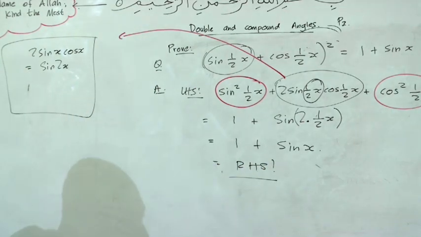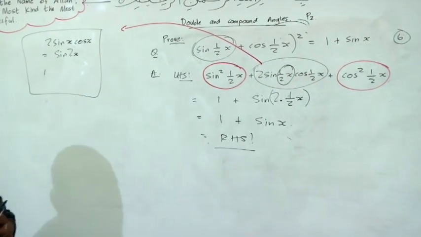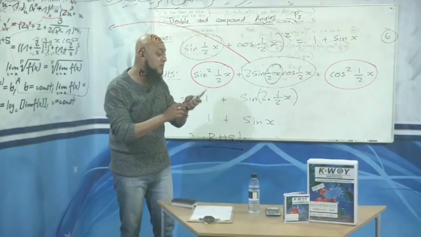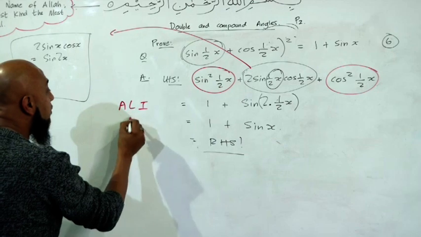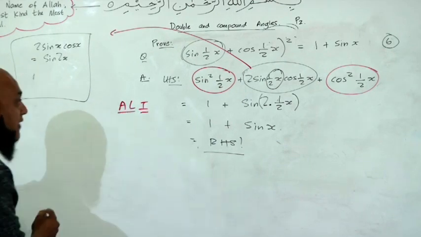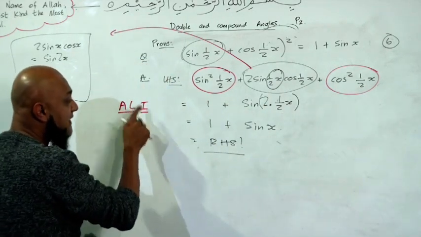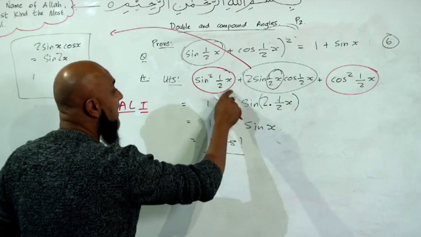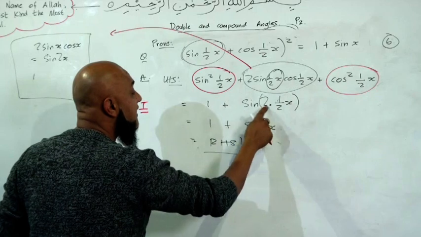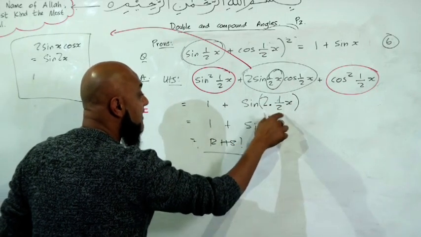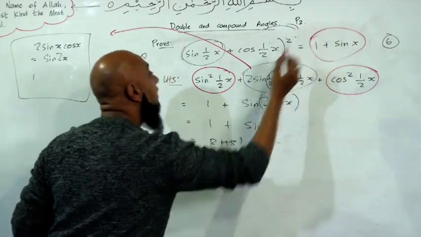And there we go. Okay, boys and girls, that's the way we do it. We use our normal algebra, and look for our identities. Remember I taught you the acronym ALI. It's done in 2 parts. Step number 1, algebra. Step number 2, identities. There's the algebra, there's the identity. Sine squared half x plus cos squared half x is 1. 2 sine half x cos half x is sine 2 times half x, and 2 times half is 1. So it's sine 1x, which is sine x, which is equal to your right-hand side.